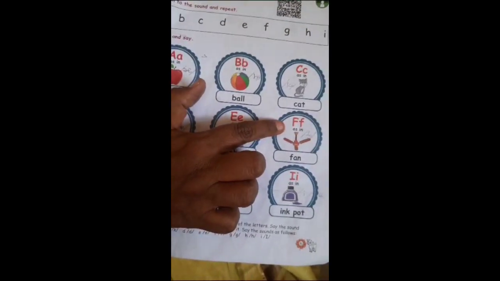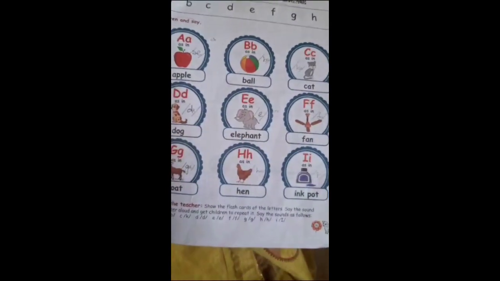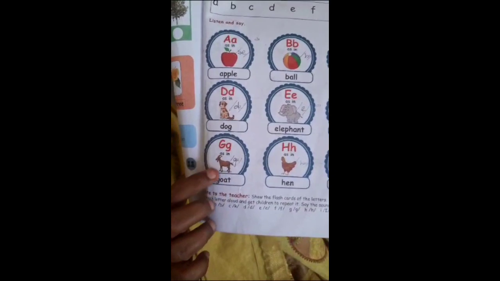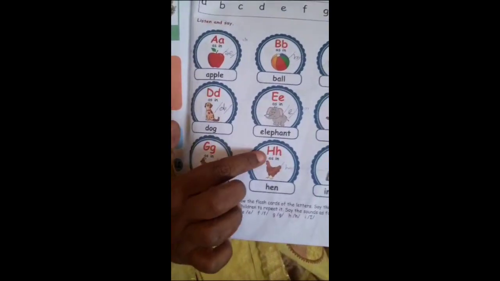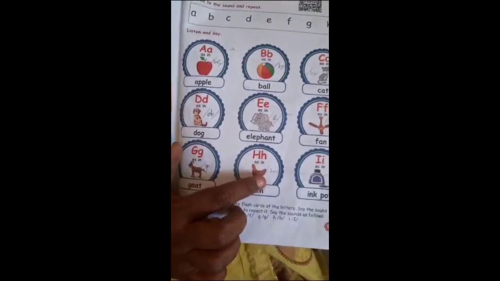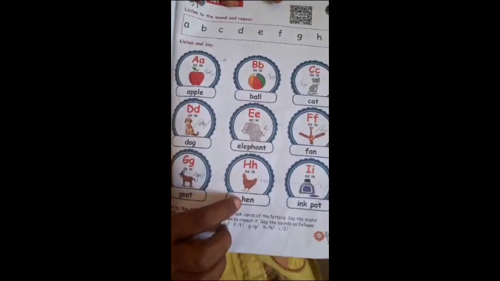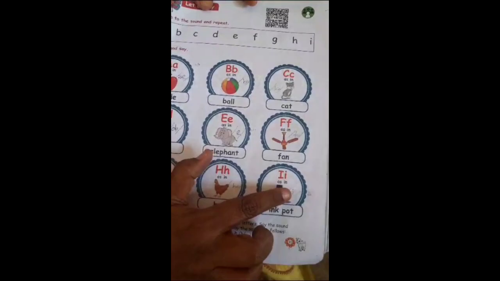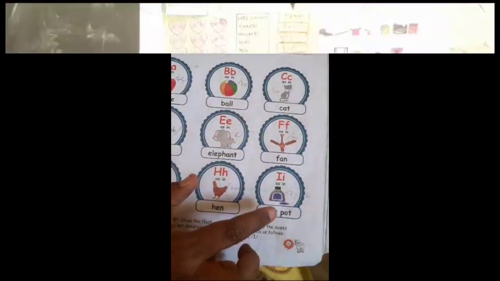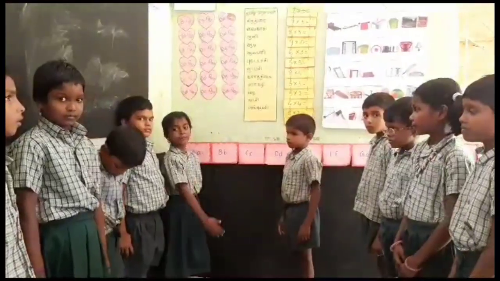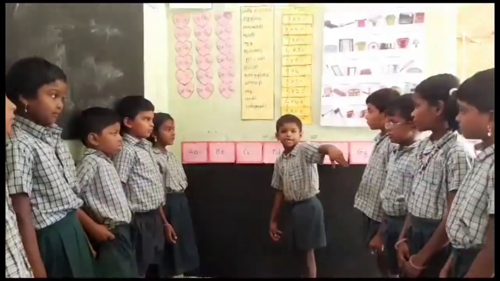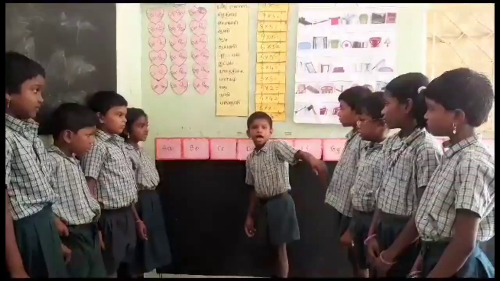Letter F, the sound is F, as in fan. Letter G, the sound is G, as in goat. Letter H, the sound is H, as in hen. Letter I, the sound is E, as in pot. We are parrots, we tell the letters. We are kikis, we tell the sounds.